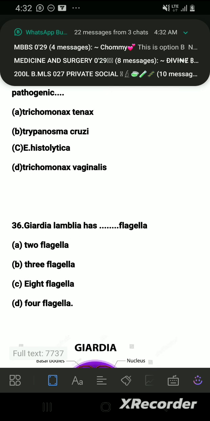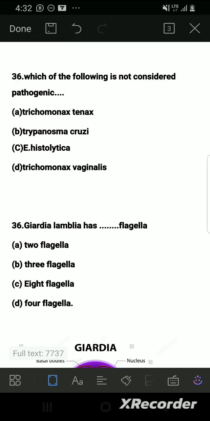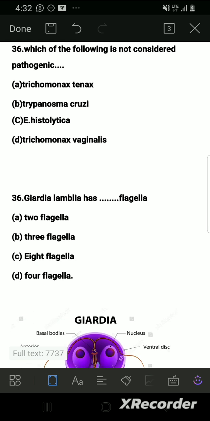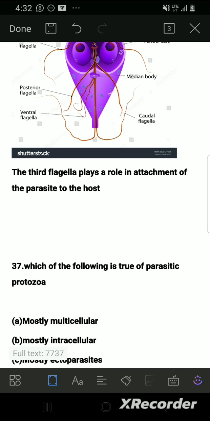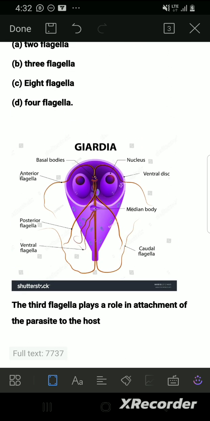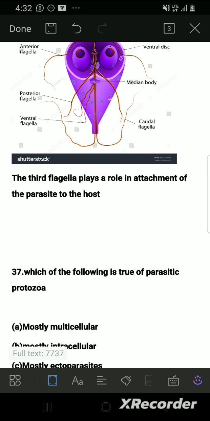Then coming to number 36, which is Giardia lamblia. Giardia lamblia has flagella. It has 8 flagella, of which the third one is used for attachment to its host. So the answer is 8 flagella, of which the third one is used for attachment to its host.